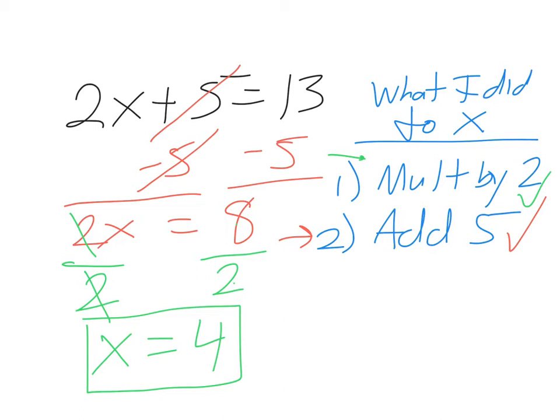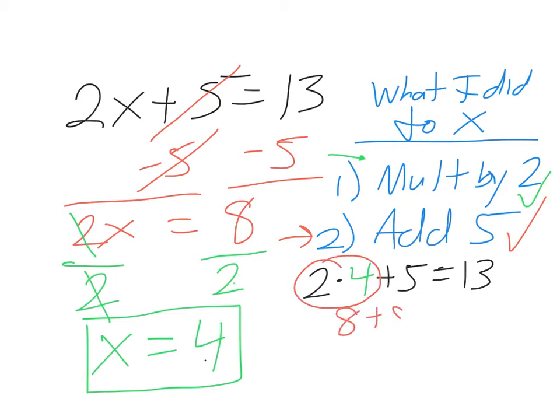So what I'm going to end up doing to check to make sure I got it right is I'm going to take x and I'm going to replace it with 4. So I have 2 times, but I'm going to use my solution of 4, plus 5, and that better equal 13. Well, we know order of operations will multiply first. 2 times 4 is 8, plus 5, does that equal 13? And finally, I'll do 8 plus 5, which is 13, and that equals 13. So since that's true, I know I've got the problem correct.